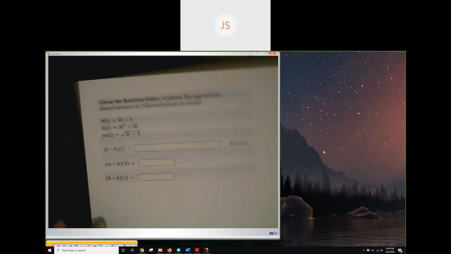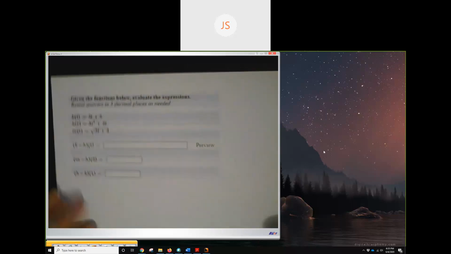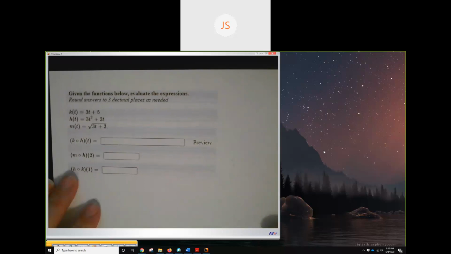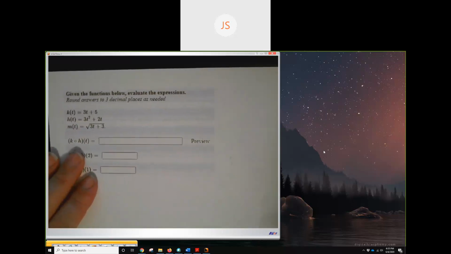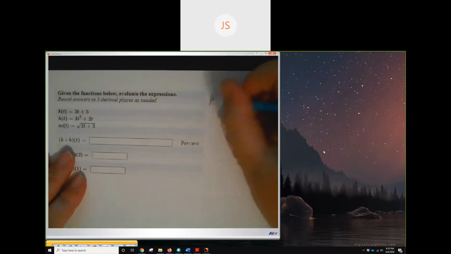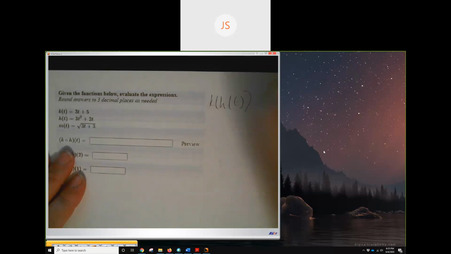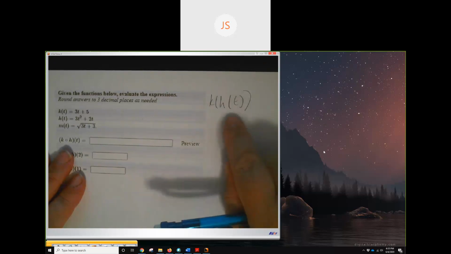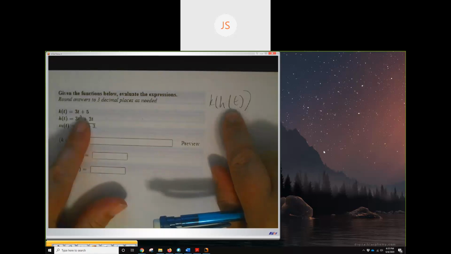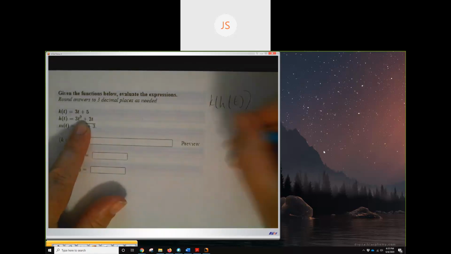And so then the last piece that is a little different is finding the composition of a function. So this is asking me for k of h of t. When they don't give you a number, you're still going to plug in. Only here I don't have a number to plug in. So instead I'm going to plug in h of t. H of t is 3t squared plus 2t.